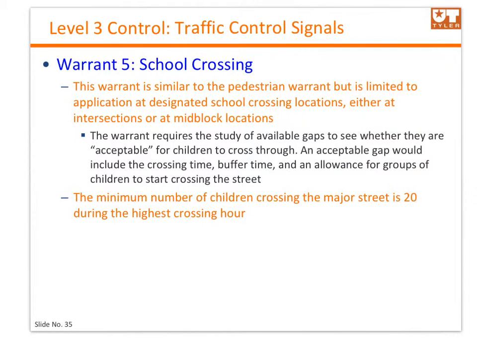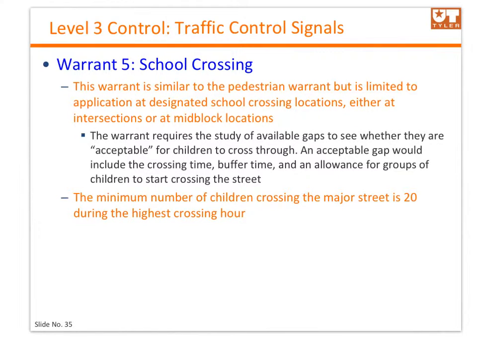Warrant 5 is school crossing. This warrant is very similar to the pedestrian warrant, but in this case it is very limited to application at a designated school crossing location, either at intersections or at mid-block locations. It really requires the study of available gaps to see whether they are acceptable for children to cross through. That acceptable gap would include the crossing time, the buffer time, and also an allowance for groups of children to start crossing the street.